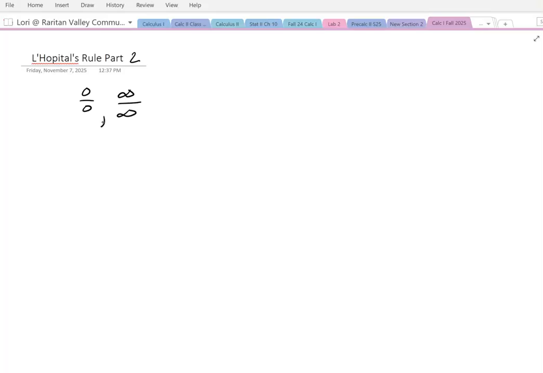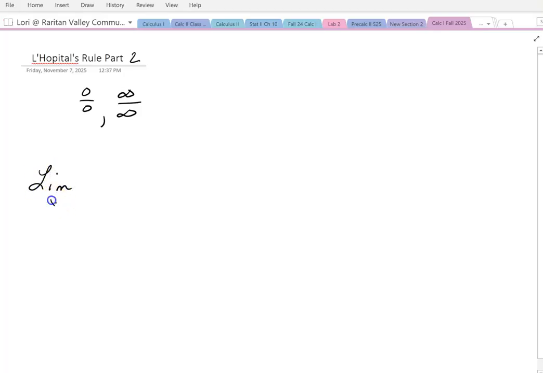There are other indeterminate forms that will allow us to manipulate our function to get it into 0 over 0 or infinity over infinity. I'm not going to go through every example. I want to go through about 2 or 3 more with you. So the next form I'm going to look at comes from a function that would look like this.